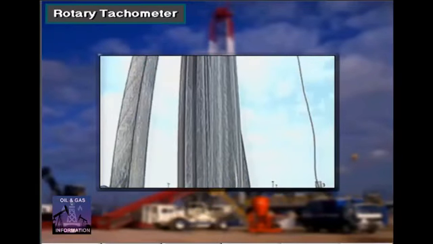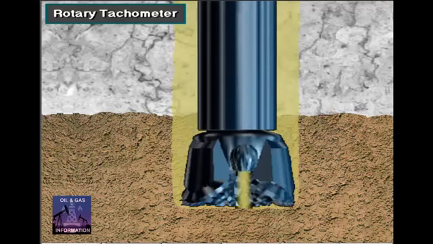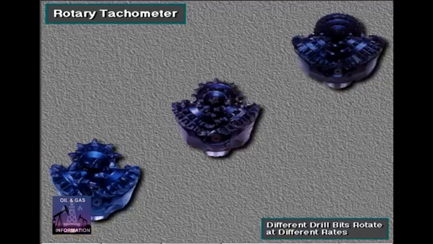Shows the revolutions per minute, or RPM, of the rotary table or top drive unit. Drillers monitor rotary RPM because they need to know the rate the bit is turning. Different bits rotate at different RPMs. RPM ranges for a bit are specified by the manufacturer.